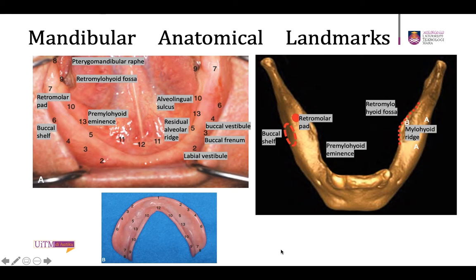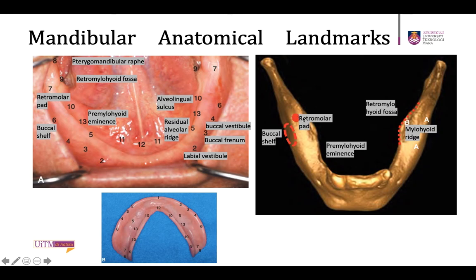Okay, now we have to go through the mandibular anatomical landmarks. On the left is the intraoral photo of your mandibular ridge. As someone who is not familiar with intraoral examination, I can imagine that this can be quite confusing for you. But what I want you to do is to compare this with a graphical photo of your mandibular bone. This is your mandible. This is your condyle. This is the angle of the mandible. And this is where you have your retromolar pad.